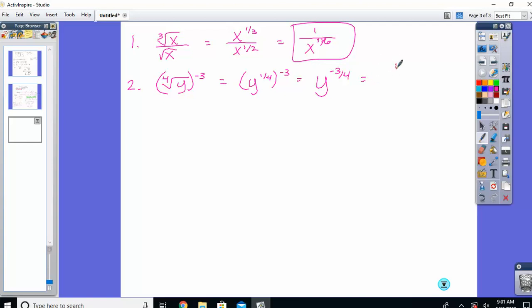Put it on the bottom. Write it with the positive exponent. So 1 over y to the 3/4 would be our final. So no matter what, we need to make it positive. Yes, I do want a positive exponent for the final answer.